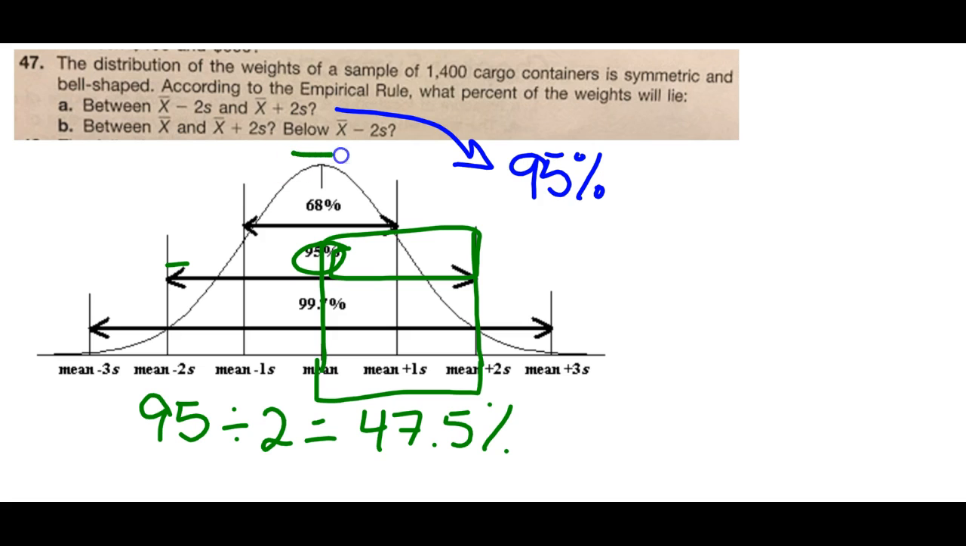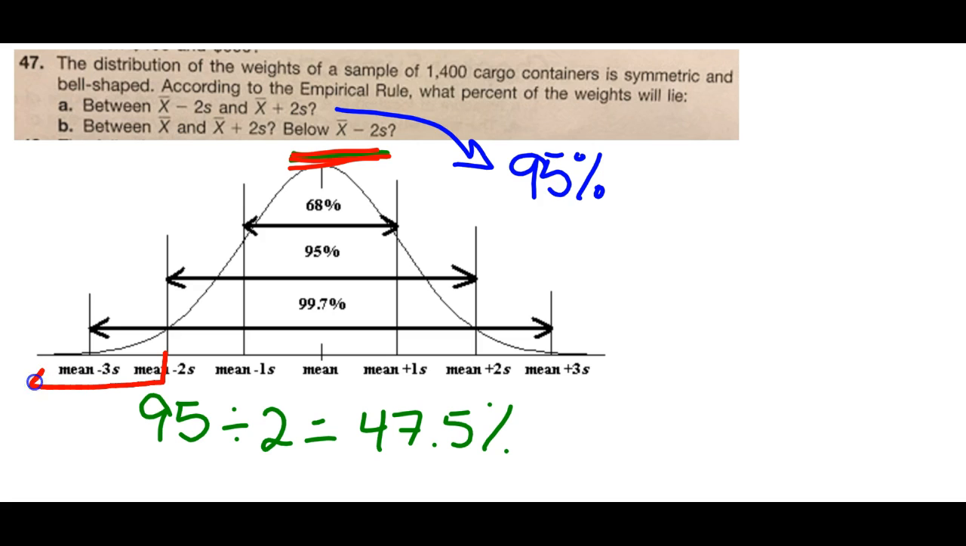Then the second part of this wants us to look at what percent of the weights will lie below the mean minus 2 standard deviations. So let me come here and just erase this. Let's take a look at this in a different color still. We'll do that in red. So we are going to look at below the mean minus 2 standard deviations. So we are looking here, this section here.